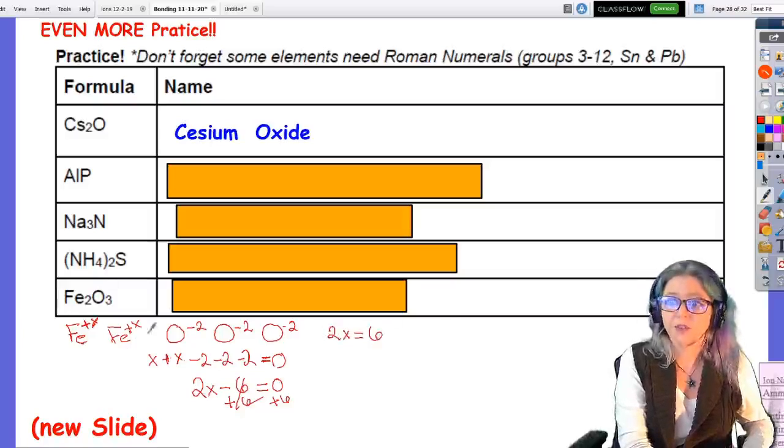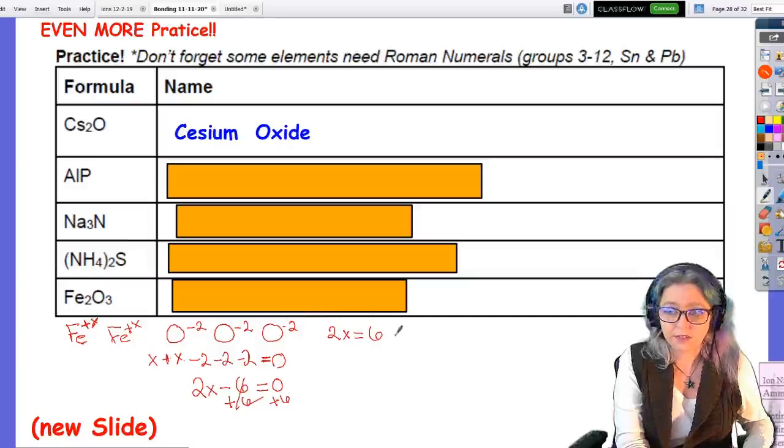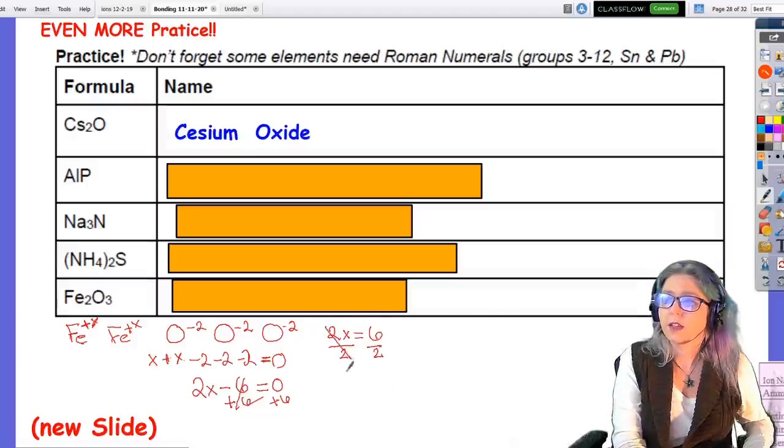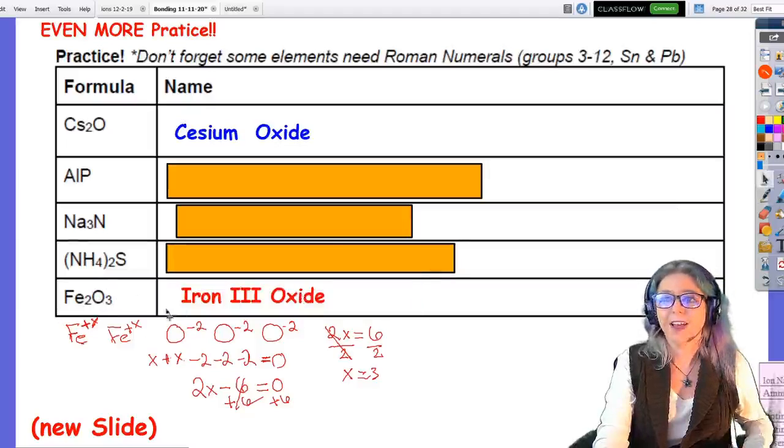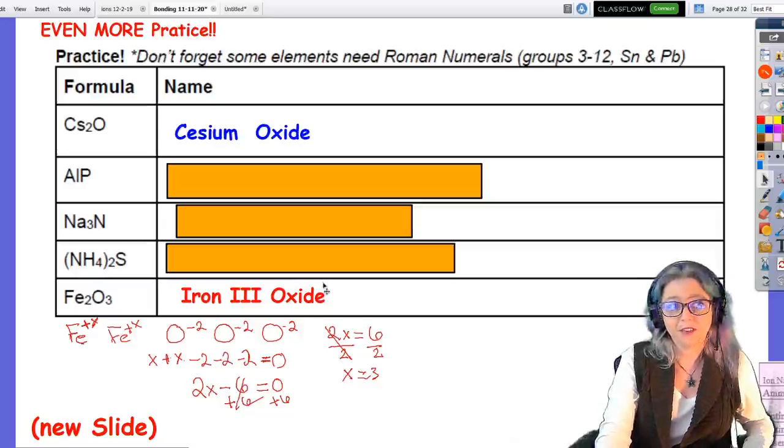Great. So I know that my 2 irons added together equal 6 to cancel out the negative 6. That's good. But I want to know what the charge on 1 iron is. So let me divide both sides by 2. Cancels out the 2. And I get x is equal to 3. A little bit long, but not that hard, I hope. So my iron has a charge of 3. So that means its name is iron 3. And then my oxygen would just be oxide. Iron 3 oxide.